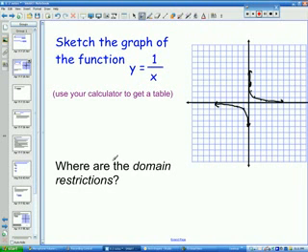If you remember from earlier in the year, the domain restrictions are what x cannot be in this equation. And so in this equation, x cannot be 0 because you cannot divide by 0. So for the domain restrictions, x cannot equal 0. Alright, so that's just kind of an introduction to domain restrictions. Let's look at the next one.